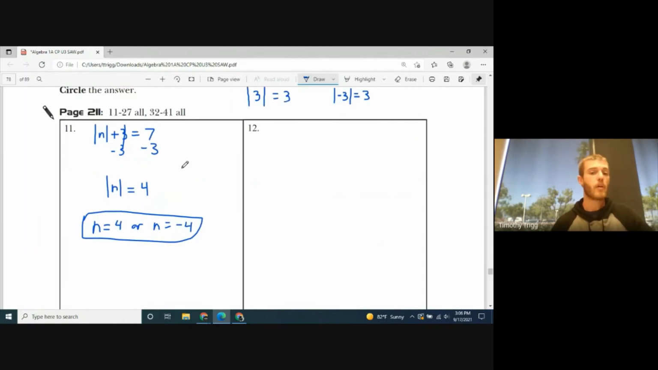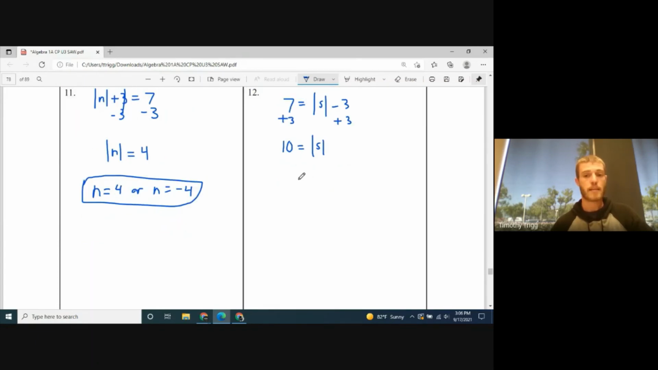Okay, see if you can follow. Let's actually do another example. So we have 7 equals the absolute value of s minus 3. Again, we want to get the absolute value alone first. So we're going to add 3 to both sides. That'll give us 10 equals the absolute value of s. So that means s could equal 10 or negative 10. Okay.